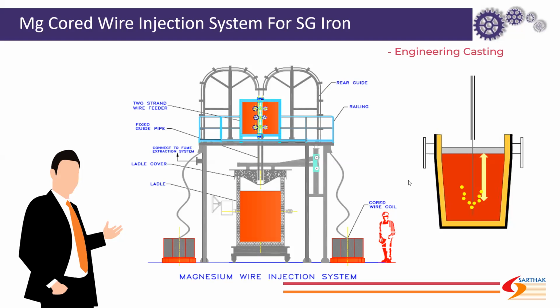You can see here there are coils kept on the ground. These coils are for magnesium wire injection: magnesium core wire and inoculants core wire. That core wire we are injecting or feeding into the molten metal with the help of the feeder. This process is totally automated with PLC logics. We are controlling all the parameters with the help of that logic. So it is just a diagram to understand how it works for that magnesium wire injection.